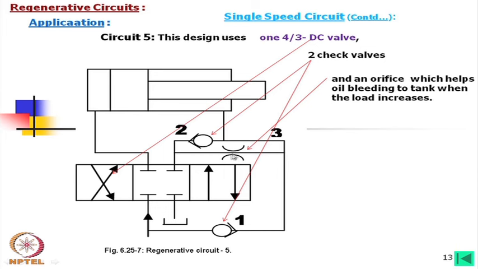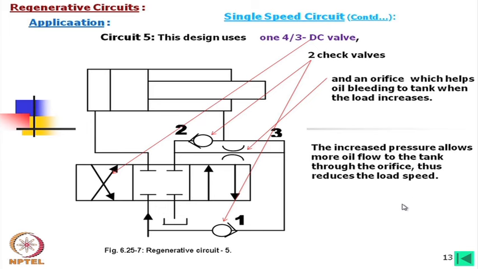So, in that way, we get an additional advantage: with the increase in load, there will be a bypass flow and a bleeding flow, and the speed will be automatically reduced. So, this is regenerative and bleeding mixed together. The increased pressure allows more oil flow to the tank through the orifice, thus reducing the load speed.